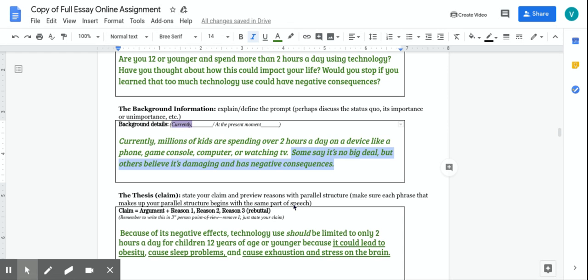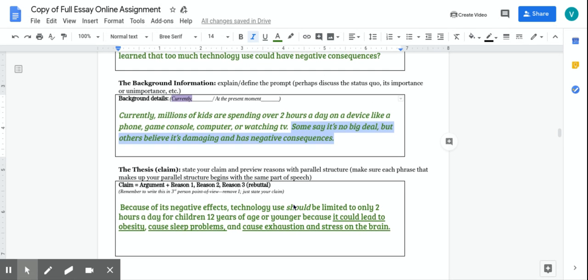And then the last part is our thesis. So this is where we're going to state our claim. And our claim has to have 3 reasons to support it. So your thesis is made up of what you're arguing plus the 3 reasons that you're going to argue, with the third reason being the rebuttal, which we talked about on day 3.